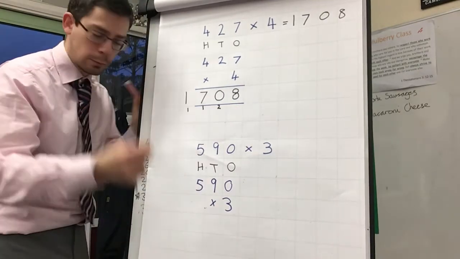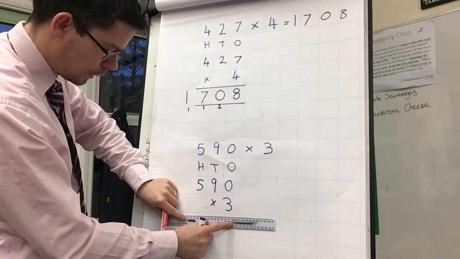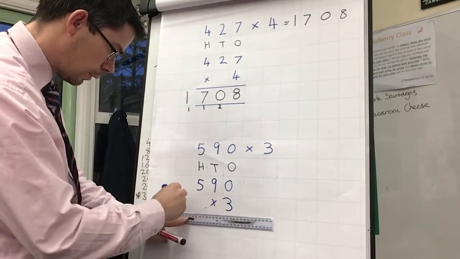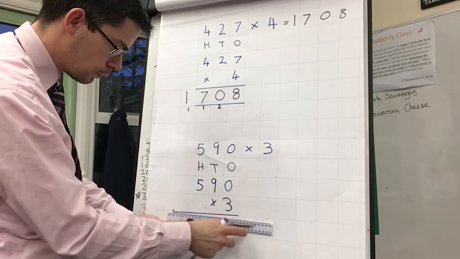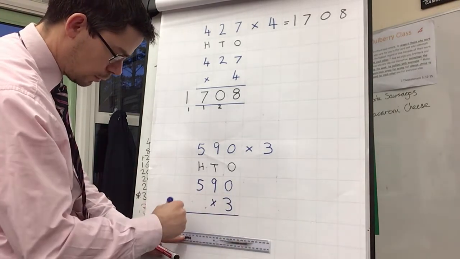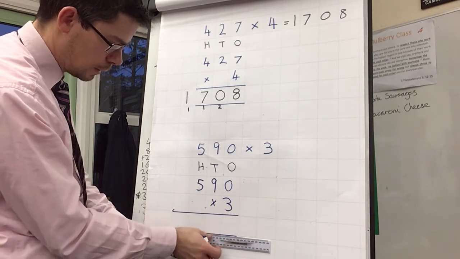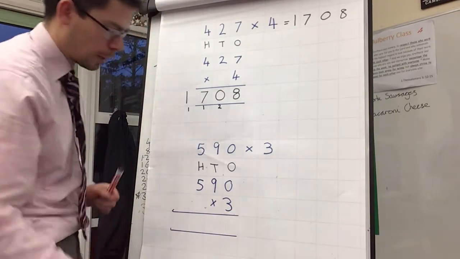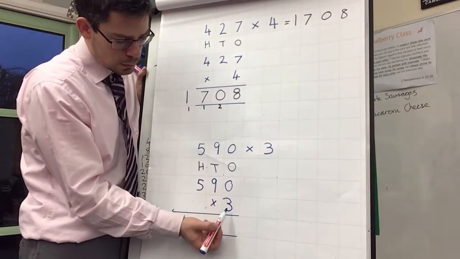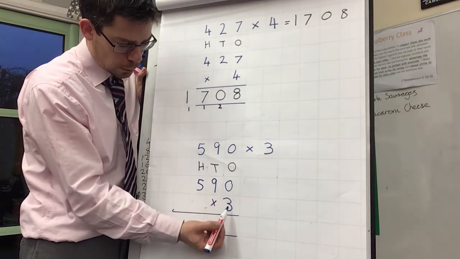I get my ruler out. Useful to have your ruler ready. Draw my answer line, which this time I'm going to be sensible enough to draw 4 boxes across, because my answer is going to go into the thousands. Starting over here, I'm timesing each part of the number by 3.